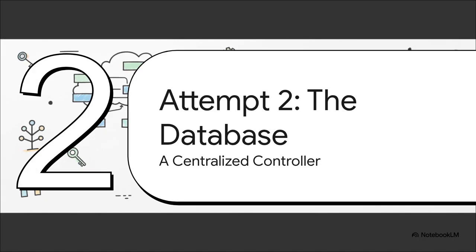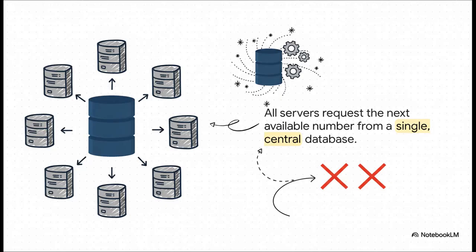So for our next attempt, let's swing the pendulum in the complete opposite direction. Instead of every server doing its own thing, what if we had one central source of truth, like a single database that just hands out numbers, one by one by one? Now, this approach, it absolutely guarantees every ID is unique. All the other servers just line up and ask the database for the next number in the sequence. Duplicates? Impossible. But you can probably see where this is going. It creates a whole new world of problems.